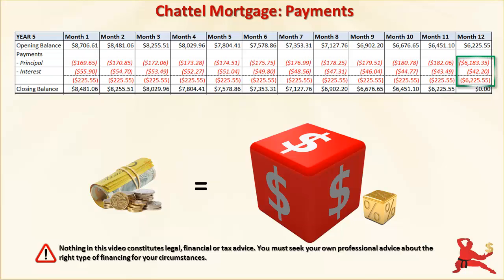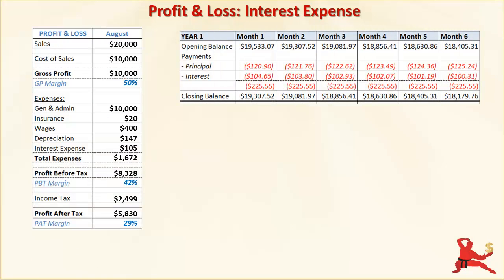By year 5, each installment consists mostly of principal. In the final month of the loan, there's only $42.20 of interest and $6,183.35 of principal. That includes the $6,000 balloon payment. Now, let's see what happens in your accounts. Let's start with the profit and loss.